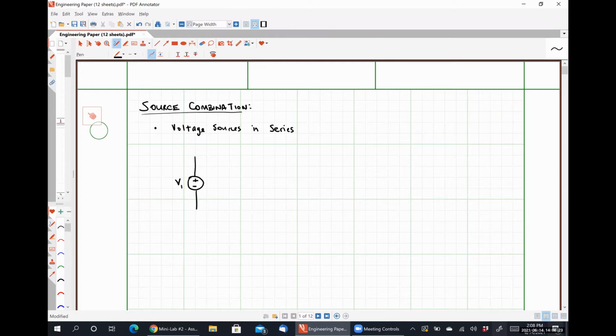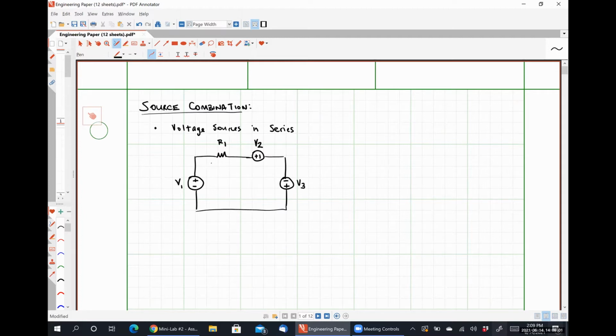So let's say that I have the following circuit, where I have some voltage V1 in series with some resistor R1. Let's do a voltage V2 that's also in series. And then finally, some voltage V3 in series as well.